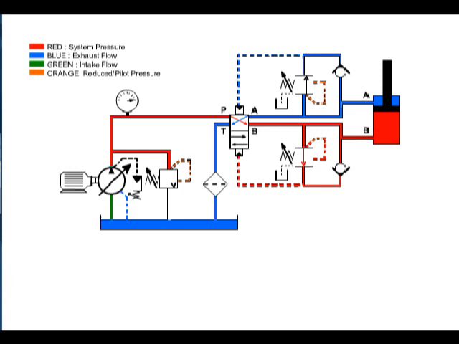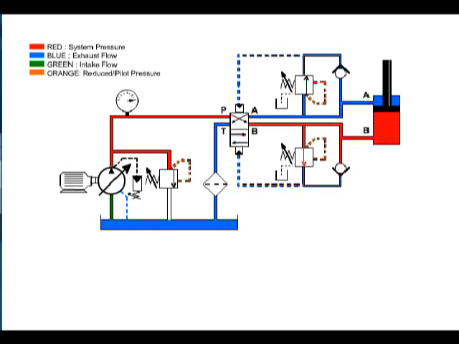This sends pilot pressure to the lower side of the directional control valve, shifting it back into the upper position. Now, pump flow is once again directed to the rod side of the actuator to retract the cylinder, and the cycle begins once again.